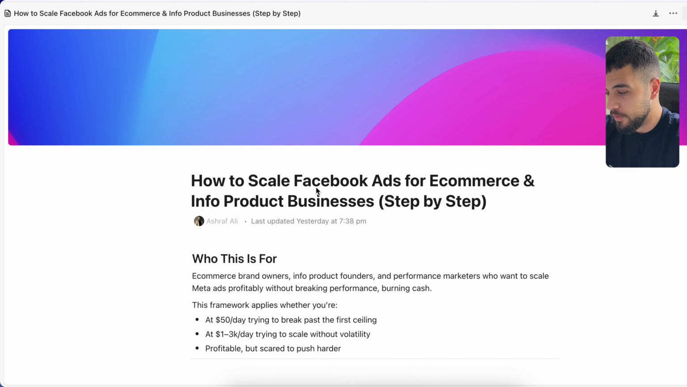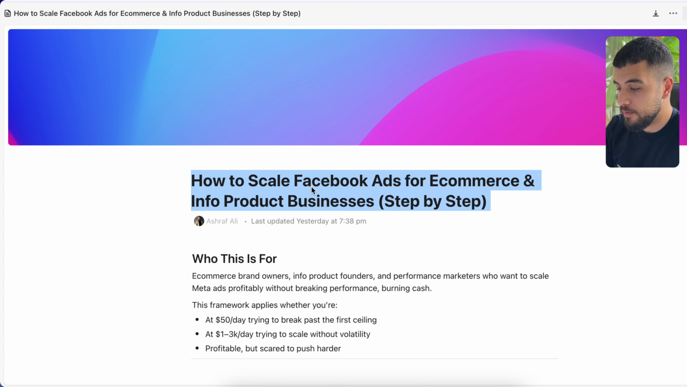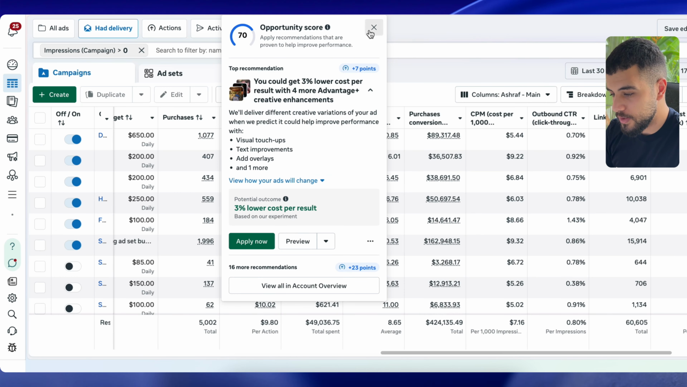Today we'll be going over how to scale Facebook ads for e-commerce and info product businesses, basically a step-by-step framework. So first of all, you'll probably ask yourself, am I qualified to walk you through this? Let's walk you through some results right here.